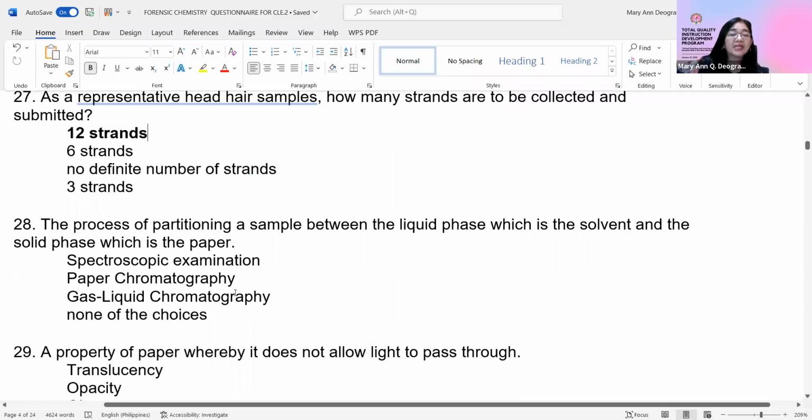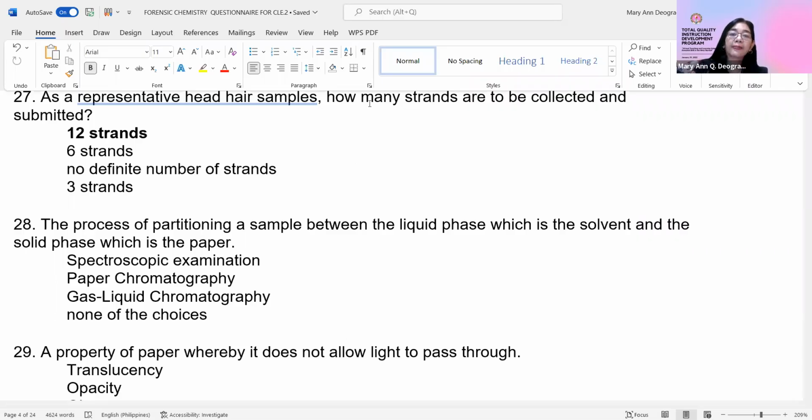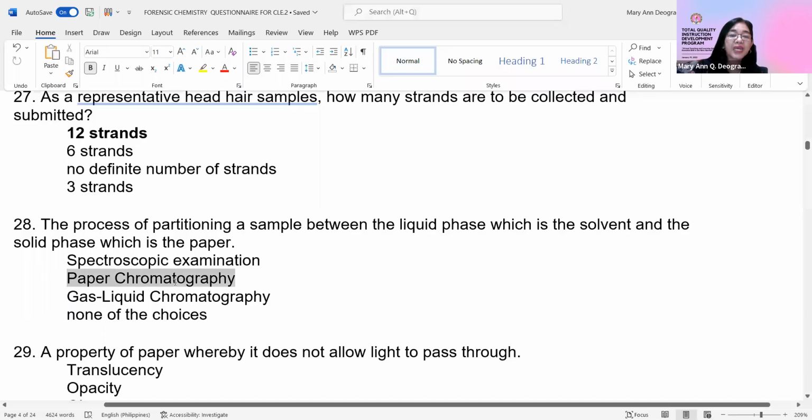Alright. 28 is the process of partitioning a sample between the liquid phase, which is the solvent, and the solid phase, which is the paper. So this is, in QD, the chemical aspect of document examination. So what examination is that? It is paper chromatography. Okay, so this is paper chromatography.